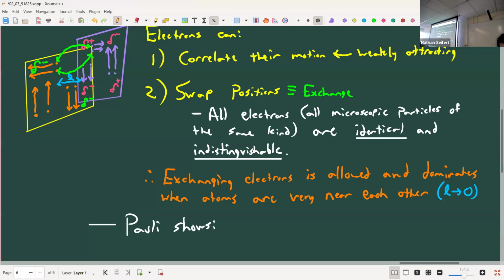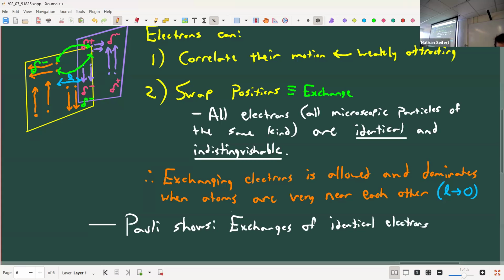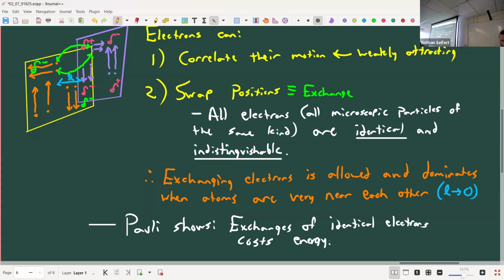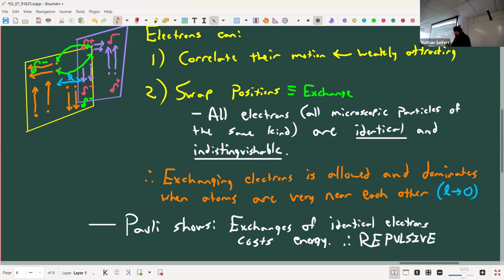is that, by definition, exchanges of identical electrons cost energy. It doesn't give back energy like an attraction does. Therefore, it's repulsive. So the system, in order for electrons to behave as an electron would, they have to, right? Remember when we talked about equilibration?